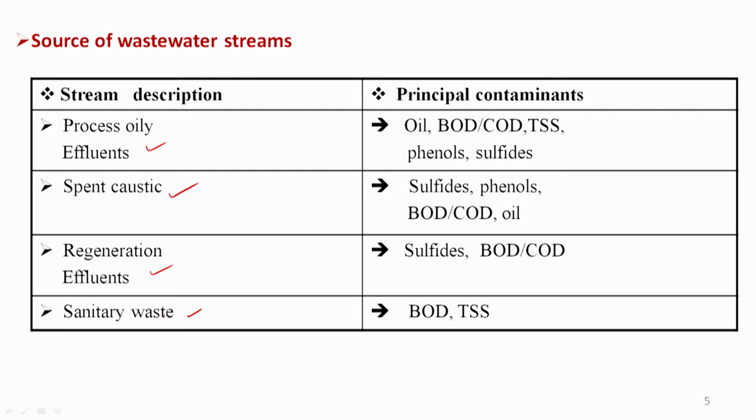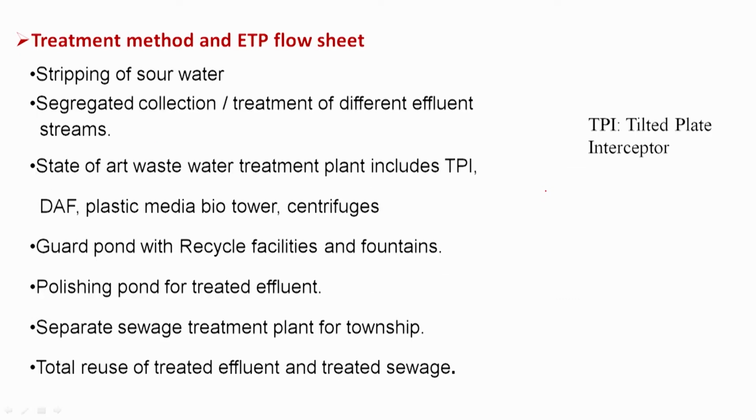You see these different waste streams have different compositions. Process oily effluents will have oil, BOD, COD, TSS, phenol and sulphides. Spent caustic will have sulphides, phenols, BOD, COD and oil. Regeneration effluent will have sulphides, BOD and COD, and sanitary waste will have BOD and TSS. So, we see here there are no very special chemicals which need to be separated except the phenols and some oil. So, the treatment method and ETP flow sheet we will see for this.